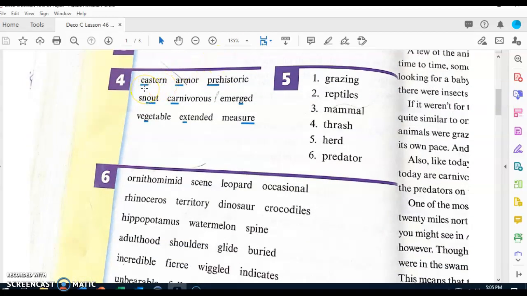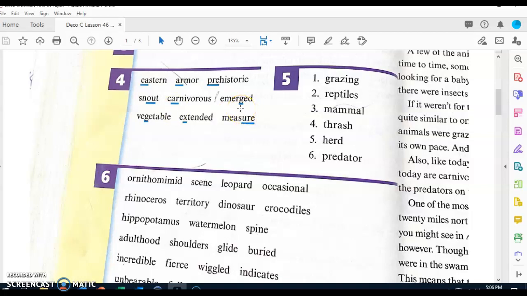Let's go ahead and look at part 4, boys and girls. What's the underlined part? E. What word? Eastern. Next word. What's the underlined part? R. What word? Armor. Next word. What's the underlined part? Pre. What word? Prehistoric. Next word. What's the underlined part? Ow. What word? Snout. Next word. What's the underlined part? R. What word? Carnivorous.